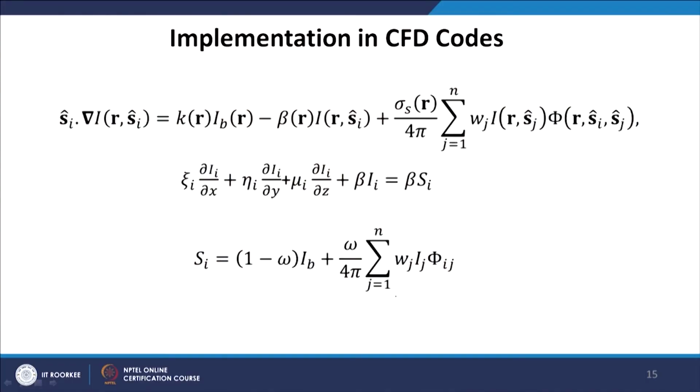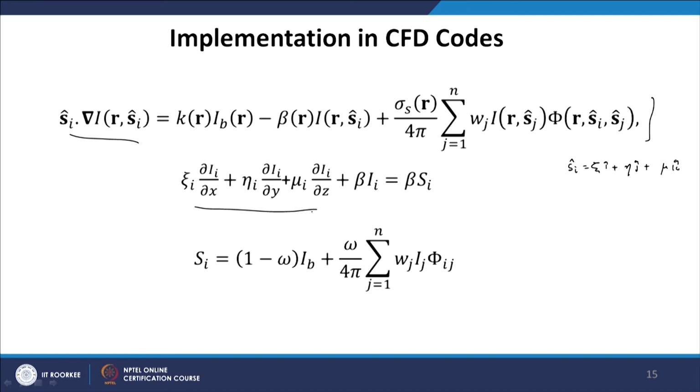So, what we do is we start again with the discretized radiative transfer equation in a direction I. So, this is the radiative transfer equation in a given direction I. Now, the given direction I can be written in terms of the direction cosines. So, we write the left hand side of this radiative transfer equation by expanding it, and we get zeta I del I by del x plus eta I del I by del y plus mu I del I by del z, where zeta, eta and mu are direction cosines for a given direction I.